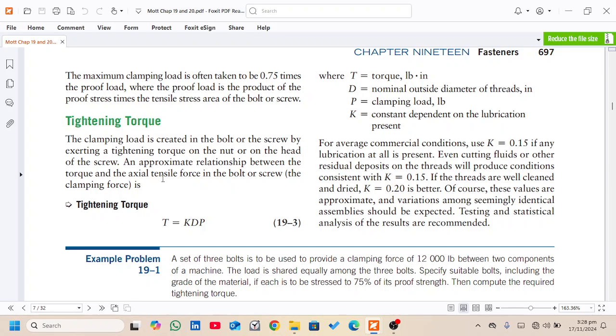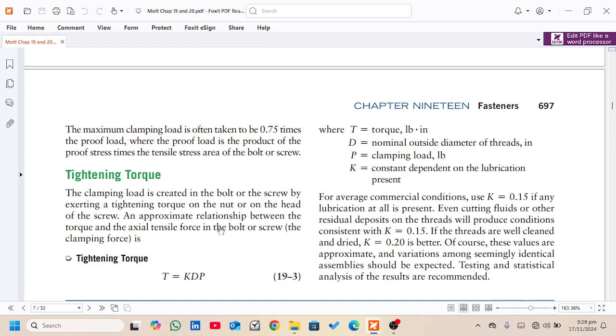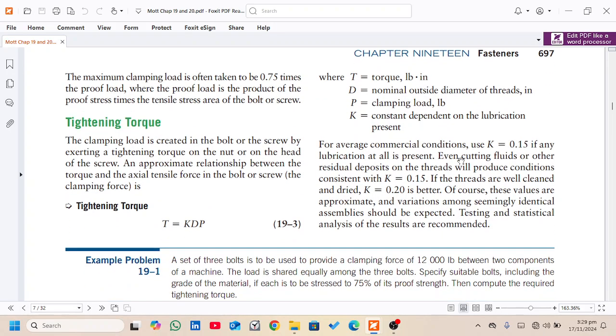The clamping force is, as you know, stress is force over area. So force will be stress into area. That is the relation which we are using here and also here. The approximate relationship between the torque and the axial tensile force in the bolt or screw is T is equal to KdP, where T is torque in pound inch, D is nominal outside diameter of the threads in inches, P is clamping load, K is a constant dependent on the lubrication present.